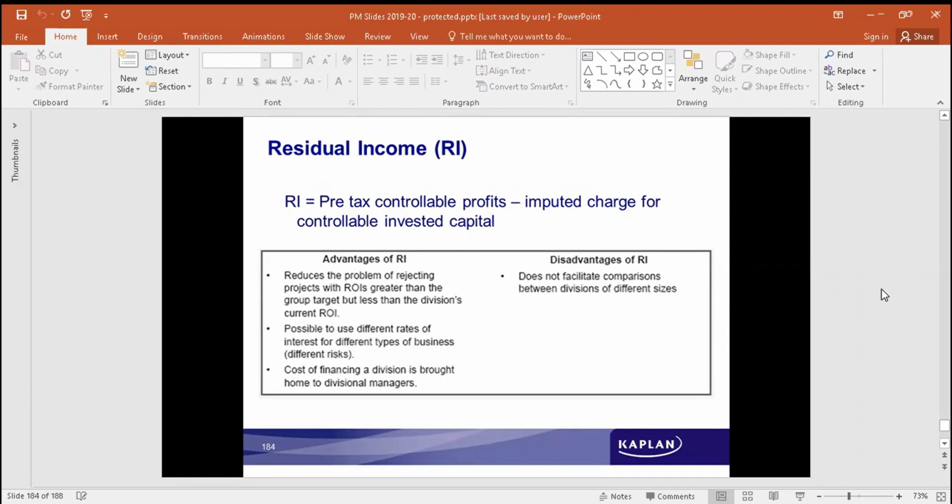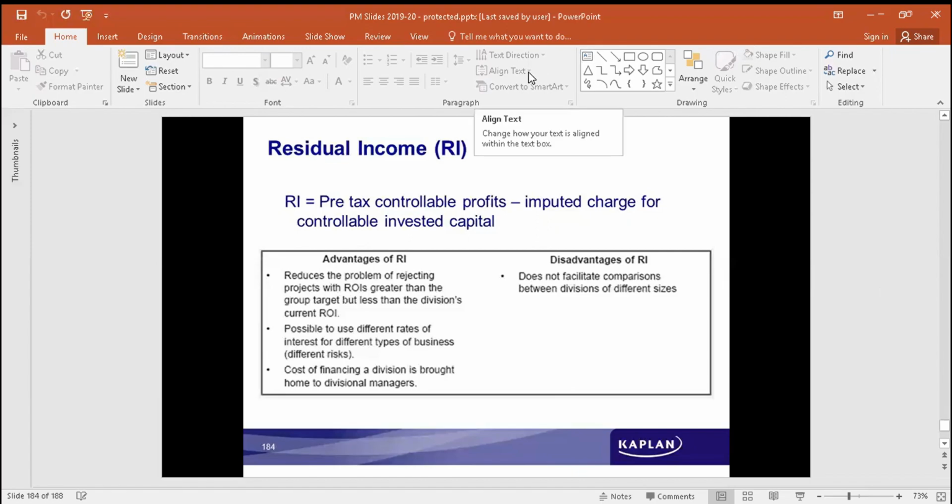That issue would not be here as such, because the decision criterion is as simple as whether it is positive or negative: accepted. Okay. The cost of capital would be adjusted for different businesses. The cost of financing a division is brought home to the division. So now divisional managers will also take up the responsibility of meeting at least the cost of capital, earning profit as much as they can to meet the cost of capital, apart from the operating expenses. Okay, so that is about it.